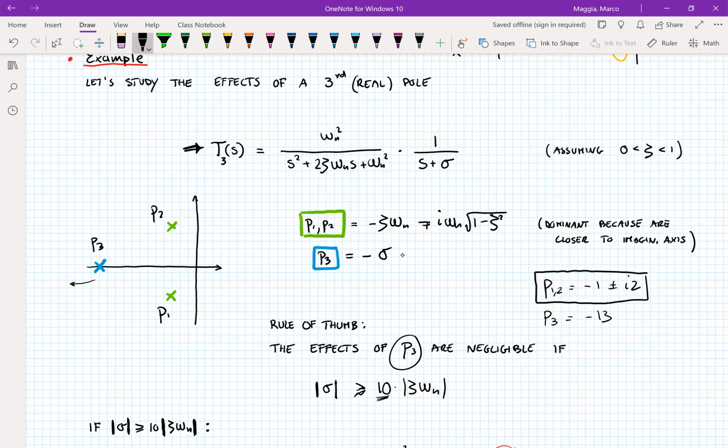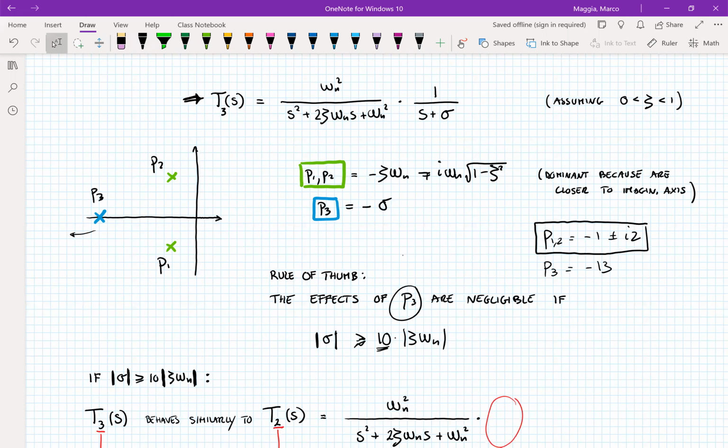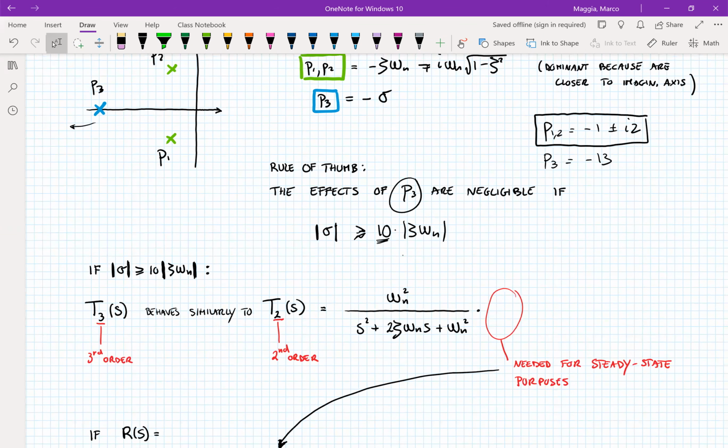So in case you can actually neglect the presence of the third pole, well, somehow you cannot really do that, or you have to be a little bit careful. And this is because of the following reason.